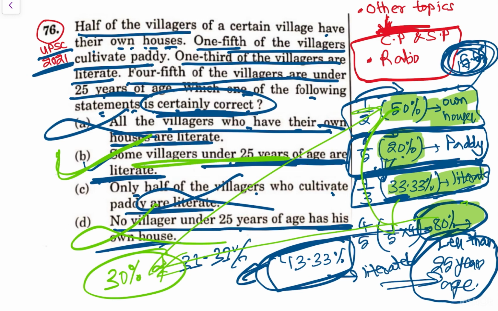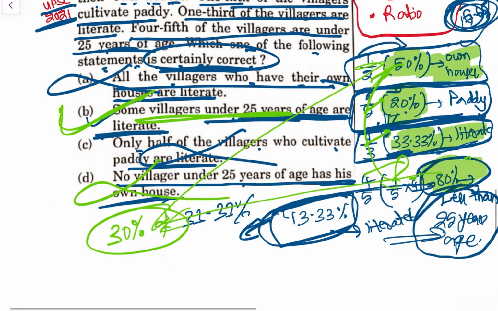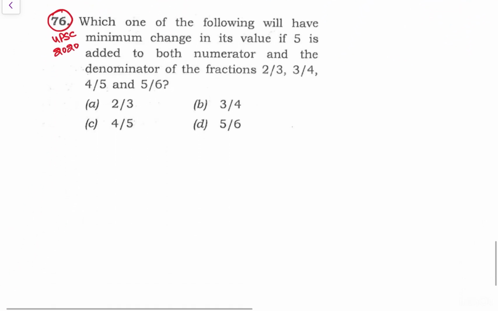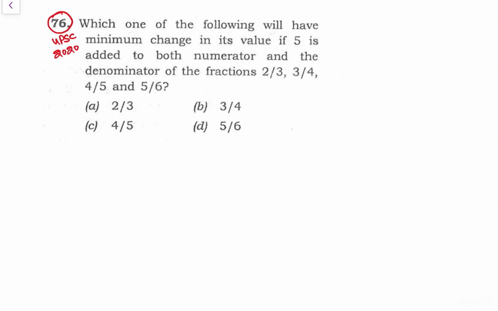So see, in this question, if you don't know how to convert these things into percentages, then it becomes very difficult. So that is why you need to know how to convert fraction into percentage. Then again, the next question is asked in UPSC 2020. Which one of the following will have minimum change in its value if 5 is added to both numerator and the denominator of the fractions?